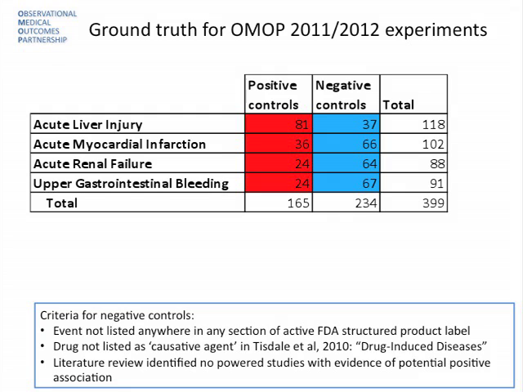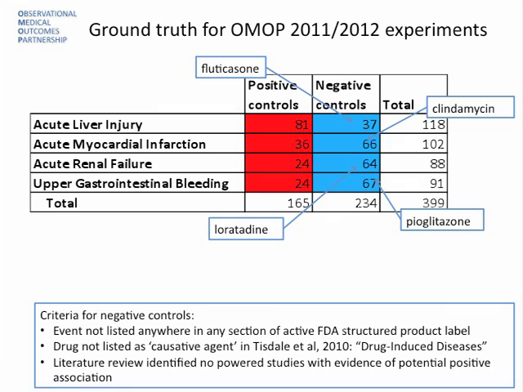And this is going to be critical because this is essentially the way that we test. These are the probes, the specific outcomes that we use to test each of the methods and say, did we get the right result or the wrong result based on the truth of these positive controls and negative controls. And the negative controls, similarly, are not surprising things. Upper GI bleeding and pioglitazone, for example, or acute myocardial infarction and clindamycin.